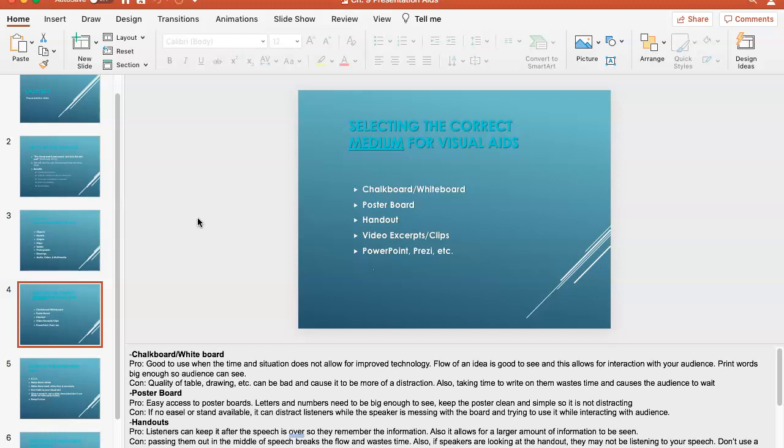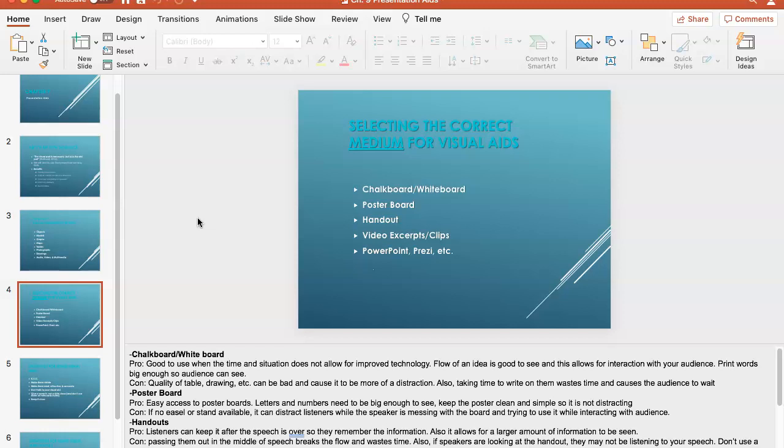Poster board. Again, I know that's kind of old school. You might think of elementary and middle school projects, but there's still good use for them. So with a poster board, there's easy access. I know that's kind of a silly thing, but they're relatively cheap. You can even go to Dollar Tree and get a poster for $1. Letters and numbers need to be big enough to see, and you want to keep the poster board clean and simple so it is not distracting.